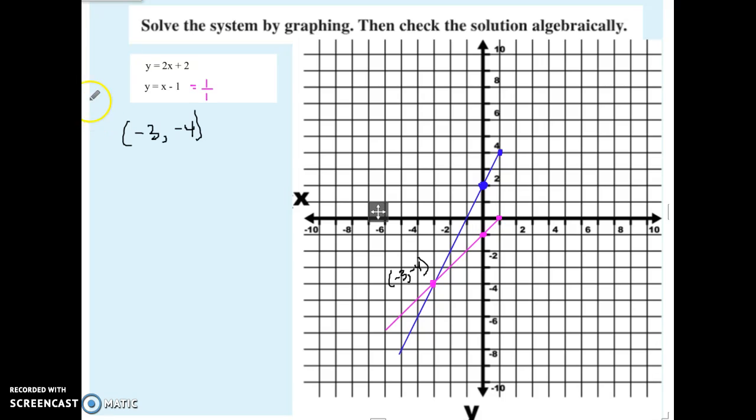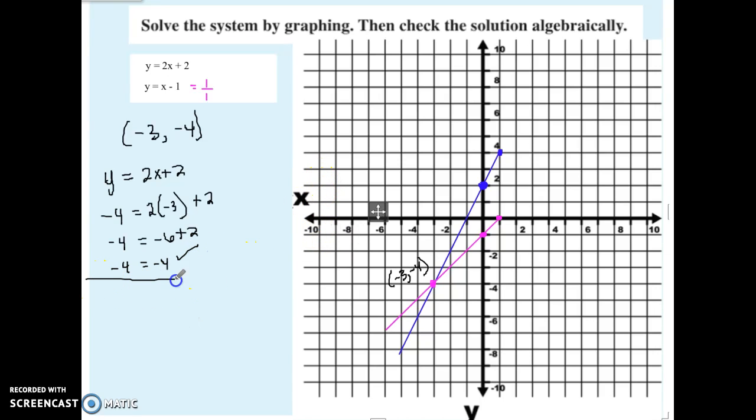If we want to check that our solution (-3, -4) is correct, you can plug it back into each equation. For y equals 2x plus 2, if I plug in -3 for x and -4 for y, we end up with -4 equals 2 times -3 plus 2. -4 equals -6 plus 2, and -4 equals -4. So that one checked out for that equation.